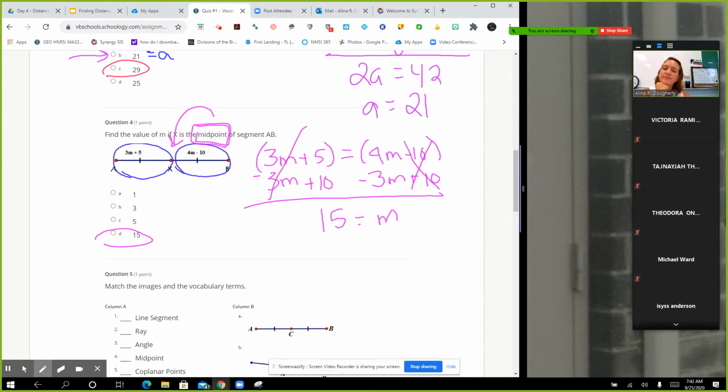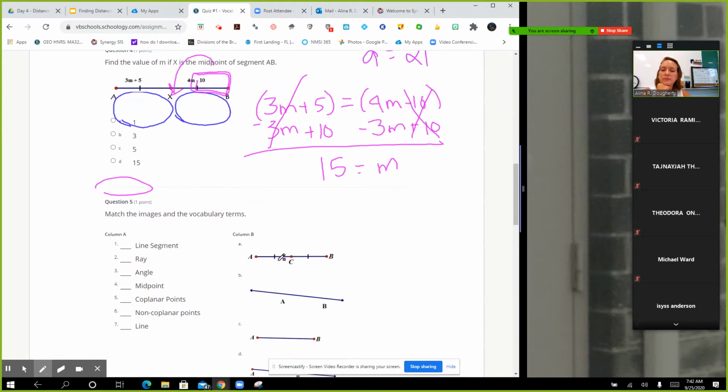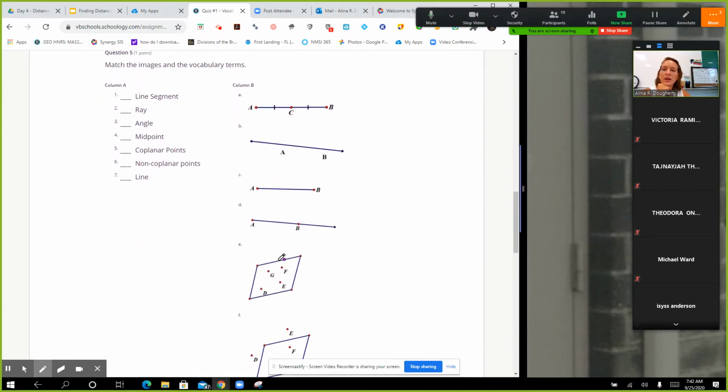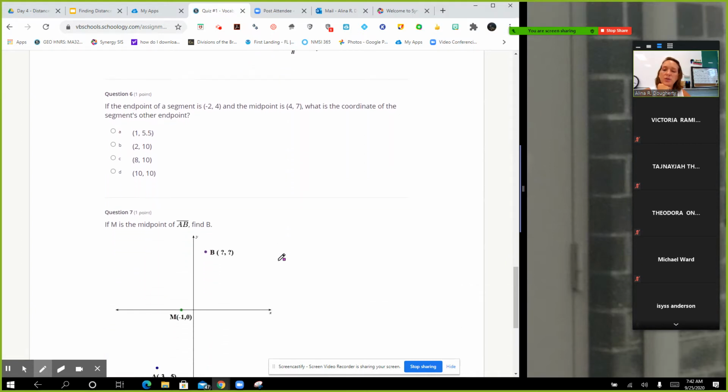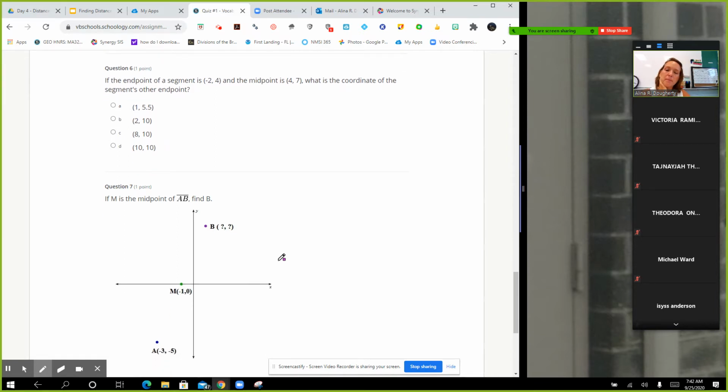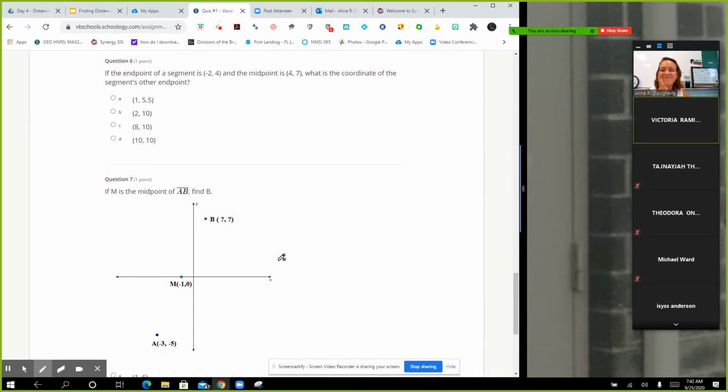You're welcome. So we can do one more. Which one more do we want to do? Vocabulary should be pretty easy, hopefully. Do we need to do an endpoint or a midpoint? That's what we were talking about yesterday. Let's do either 6 or 7. Do we want to do 6 or 7? Because they're both kind of the same. Gotcha.